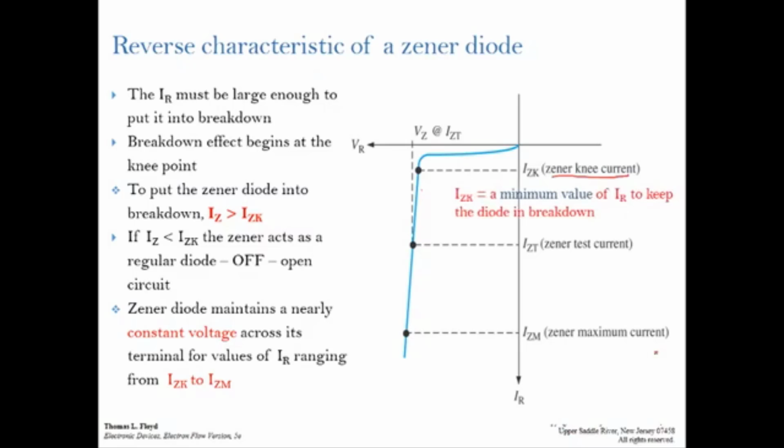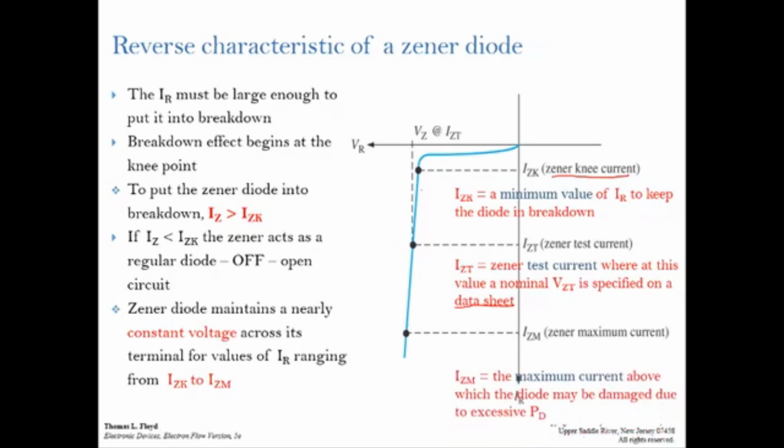IZK is the minimum value of IR to keep the diode in breakdown. IZT is the Zener test current, at which a nominal VZT is specified on the datasheet. The datasheet is the document provided by the manufacturer that shows the specification of the device. Usually in the datasheet of a Zener diode, IZT is shown. And IZM is the maximum current above which the diode may be damaged due to excessive PD. PD is power consumption.